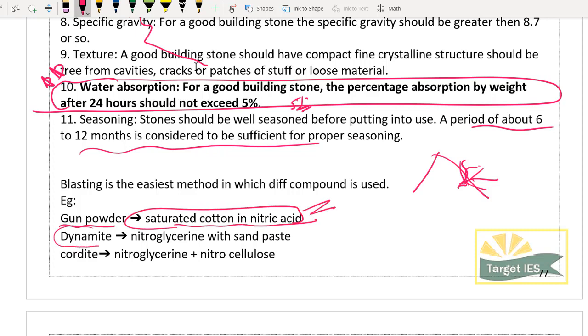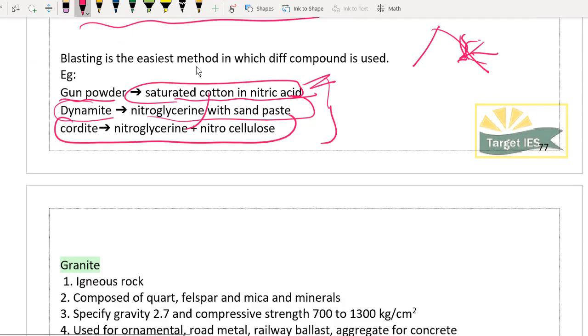And then we have dynamite. Dynamite is nitroglycerin with sand paste. So these things also can come. What is the gunpowder? It is saturated cotton in nitric acid. Dynamite, it is nitroglycerin with sand paste. And cordite is nitroglycerin plus nitrocellulose. So nitroglycerin is important, which you have to remember. What does dynamite contain? Nitroglycerin with sand paste, whereas cordite is nitroglycerin plus nitrocellulose.